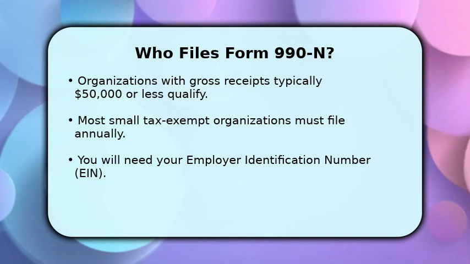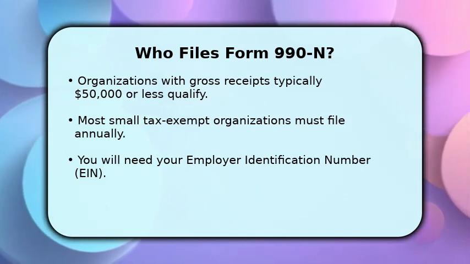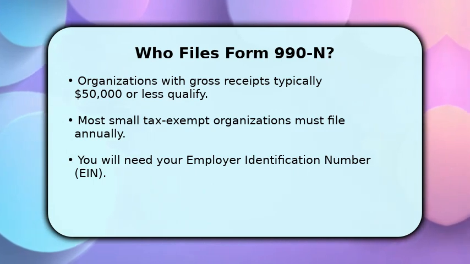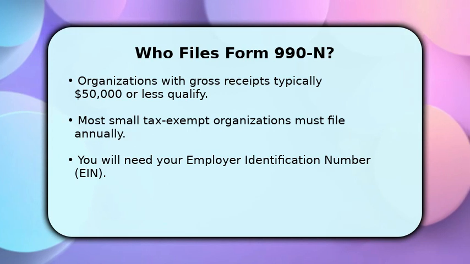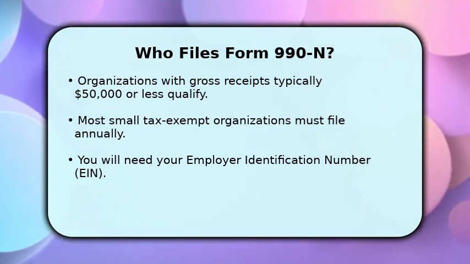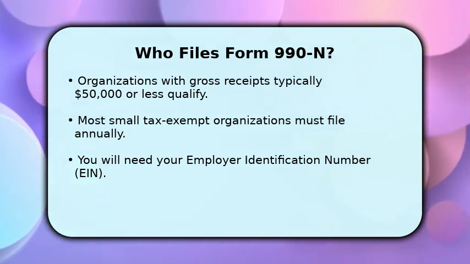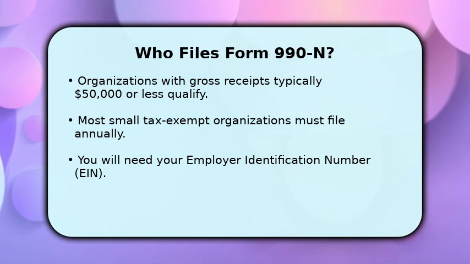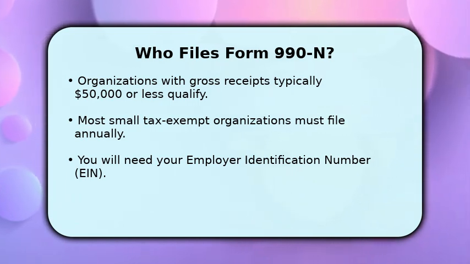Form 990N, also known as the e-postcard, is for small tax-exempt organizations. If your organization's gross receipts are normally $50,000 or less, this is likely the form for you. You'll need your employer identification number, or EIN, to begin. Make sure your organization's legal name and address are current with the IRS. Having this information ready saves you time during the filing process.